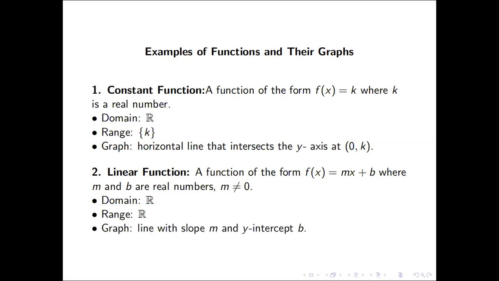So its graph, obviously, we already know that the graph of this one is a line whose slope is m. Remember, y equals mx plus b, slope-intercept form. So y-intercept b, slope m. It's just a line.